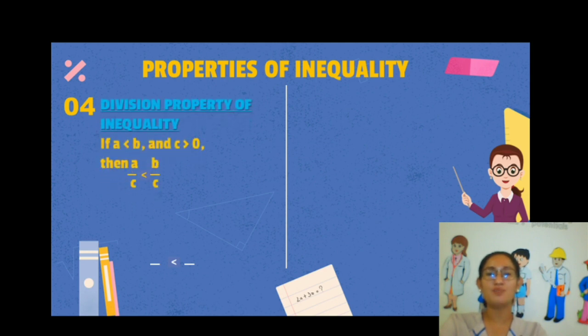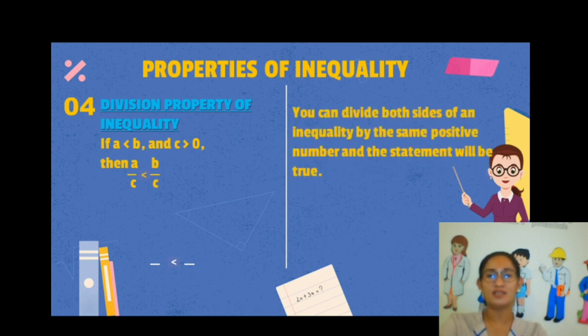Next is the division property of inequality. If A is less than B and C is greater than 0, then A over C is less than B over C. You can divide both sides of an inequality by the same positive number and the statement will be true. Example, 15 is less than 35. If we divide both by 5, it will give us 3 less than 7.